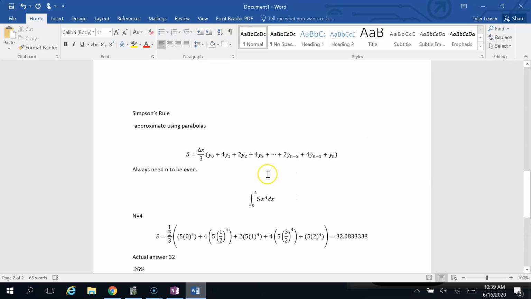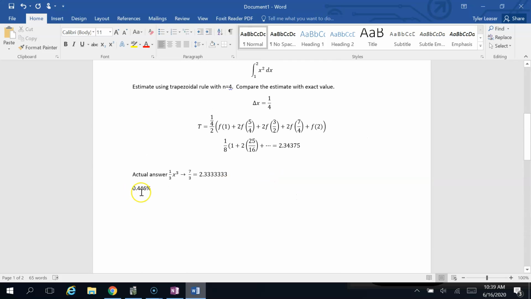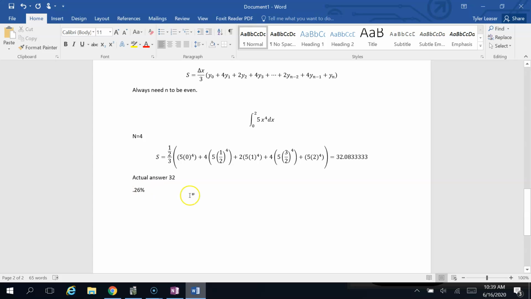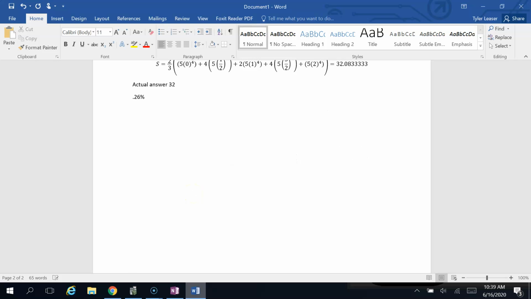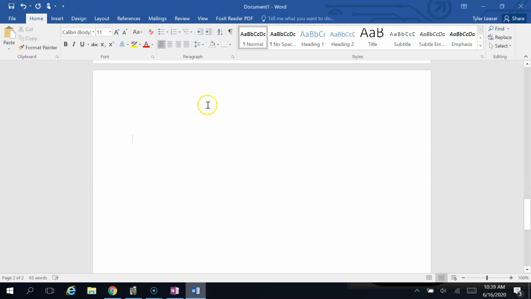So you can see it's a little bit better than the one that we did up top. We did 0.446%. Now it's 0.26%. So Simpson's rule is a little bit better than the trapezoidal rule. Okay, we're not done with this section. Those are the 2 techniques we're going to look at, trapezoid and Simpson's.